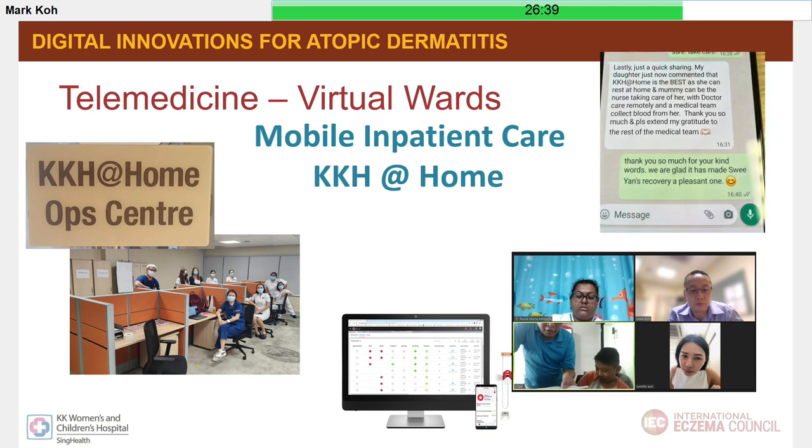This is one of the patients saying that my daughter just now commented that KKH at home is the best, as she can rest at home, and mummy can be the nurse taking care of her with doctor care remotely, and a medical team collects blood for her. So even the patients do appreciate it.